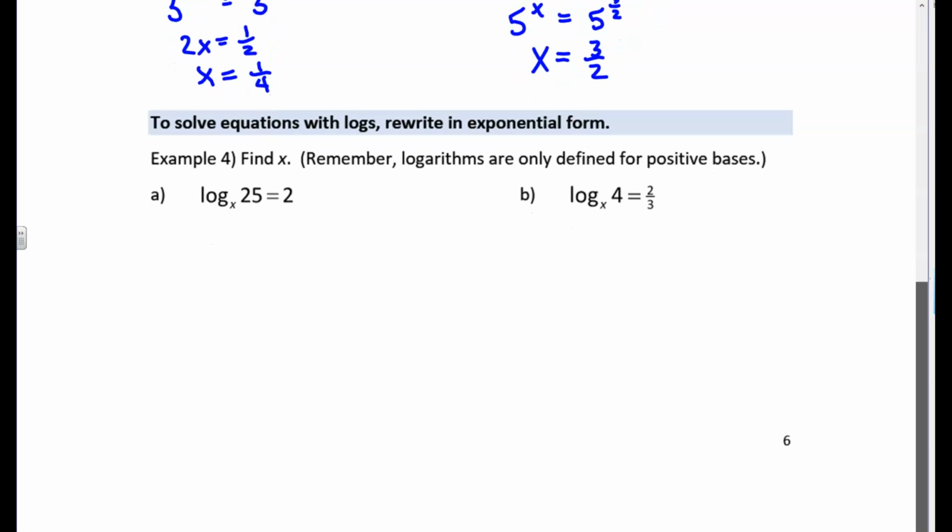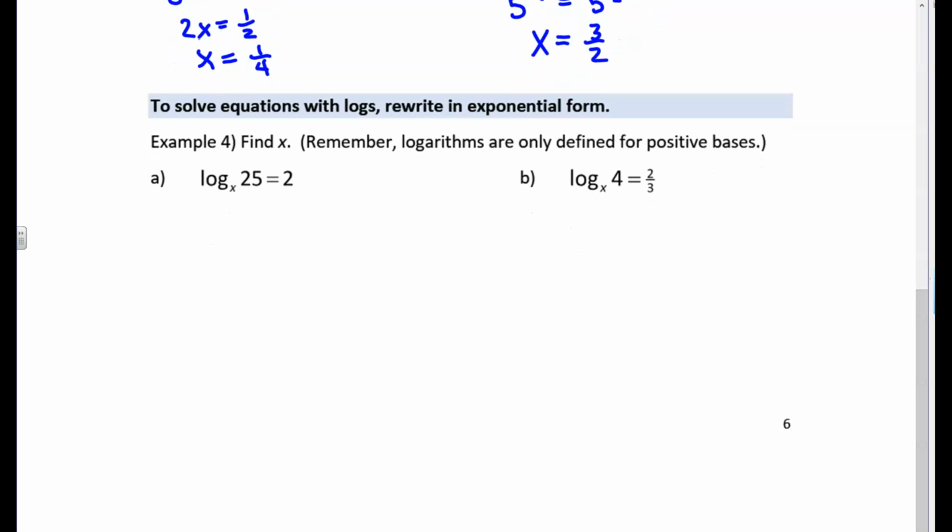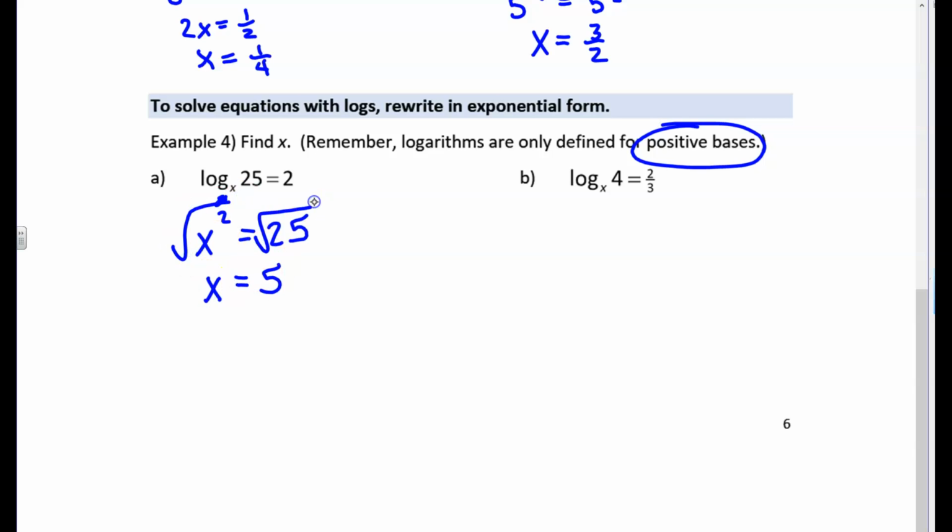All right, so to solve an equation with logs, we're going to rewrite them in exponential form. So log base x of 25 equals 2. Rewrite it. This time, my base is x. This is x squared equals 25. So to solve this, and remember, log's only defined for positive bases, so when I take the square root, I don't keep the negative. So my answer is just x equals 5 after I root both sides.